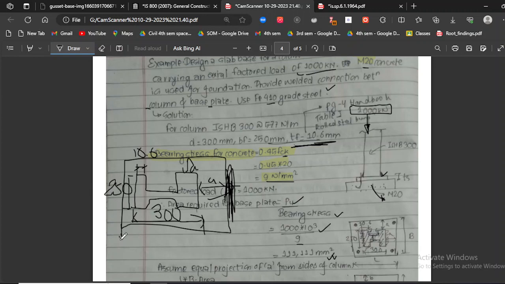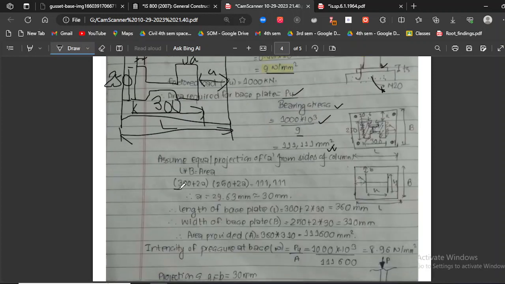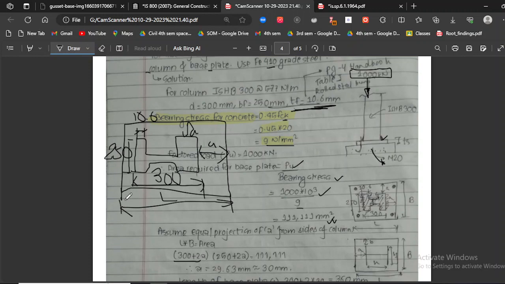So this is my length of the base plate. I'm taking this as L. So what is going to be the length? My length is going to be equal to 300 plus 2A. My length is from this edge to this edge. The middle distance is 300, up to this plate, while this remaining equal portion is A, and I'm going to have another A over here as well. It's going to be 2A. So 300 plus A plus A is 300 plus 2A.